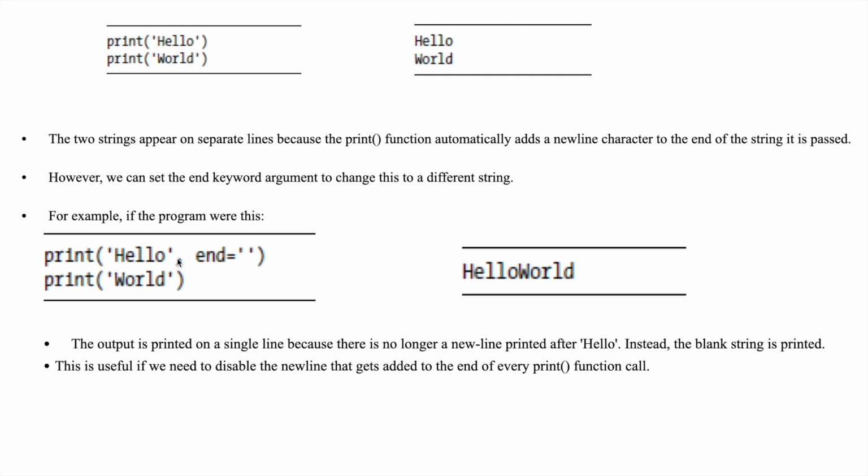In this way, I can change the behavior using these keywords. The output is printed on a single line because there is no longer a new line printed after hello. Instead, the blank string is printed. See, end is equal to blank. So that's why the blank string is printed and the new line is not printed. This is useful when we have to disable a new line.